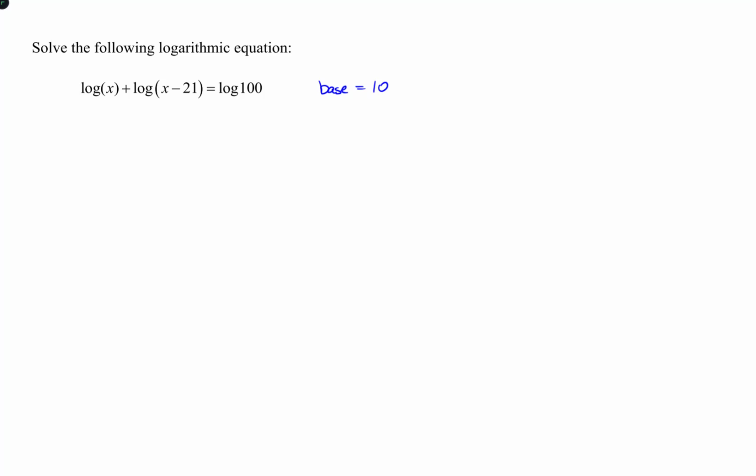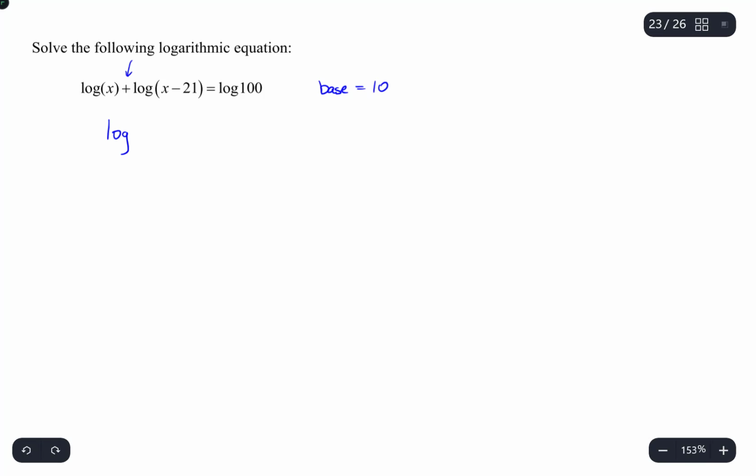And what's nice here is that since everything has a logarithm attached to it, we might not even need that fact at all. Because if we can get two logarithms set equal to one another, then we can really just drop those logarithms and continue solving. So log of x plus log of x minus 21, since these two are added together and are of the same base, we can combine that into log of x times x minus 21. And then that's, of course, still equal to log of 100.